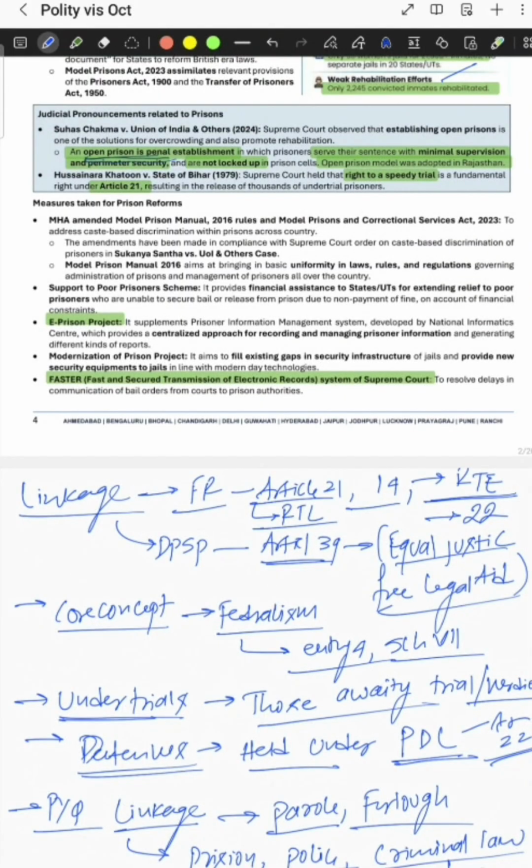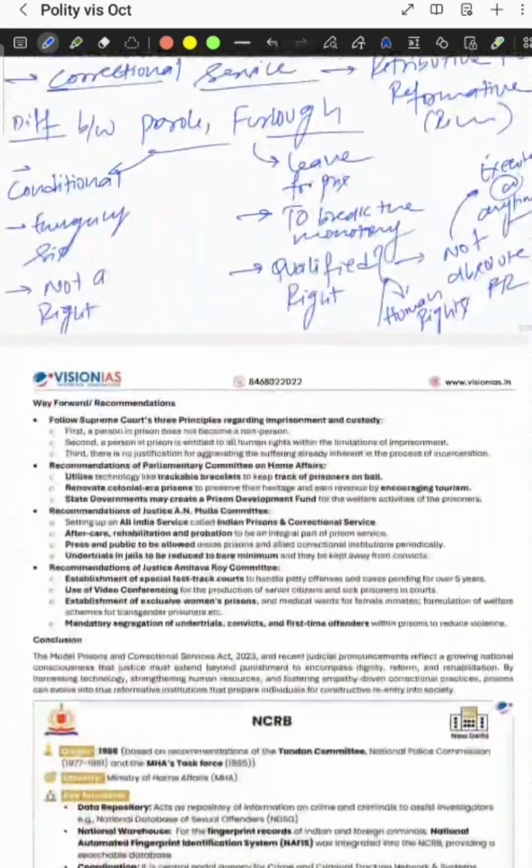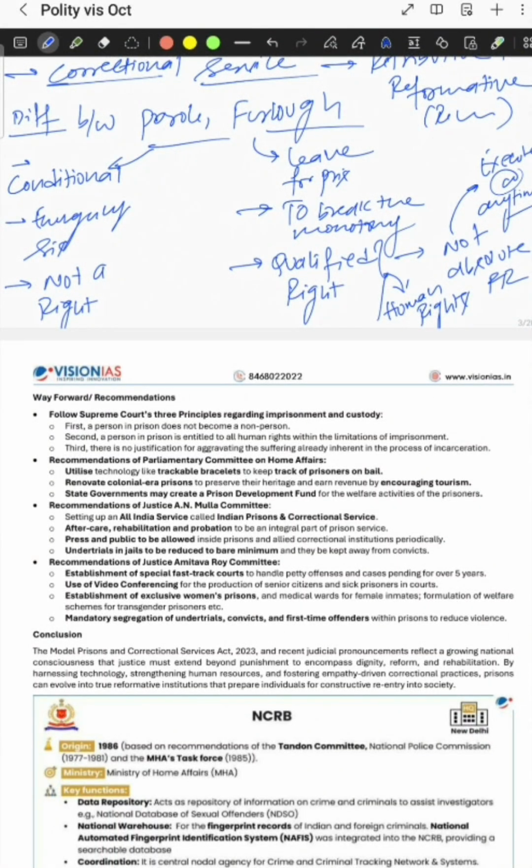You can study, go through it, like the e-prison project and FASTER, what that FASTER means. So the main things are this. And we are not doing the main relevant things, so for the way forward recommendations, you can just go through this.